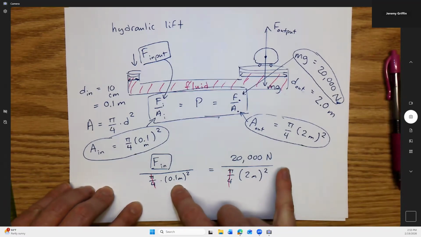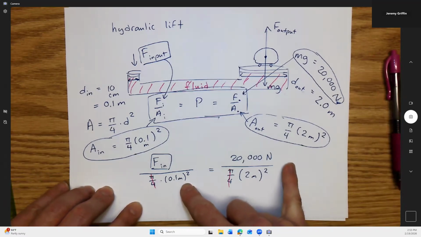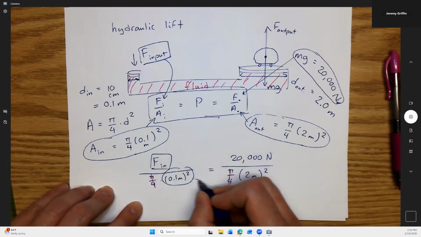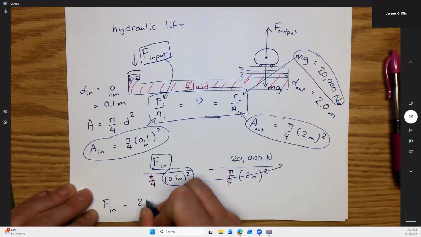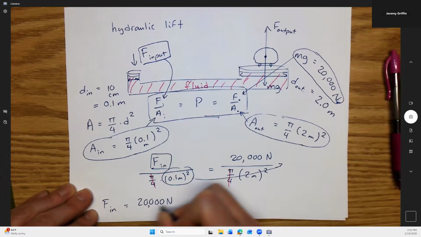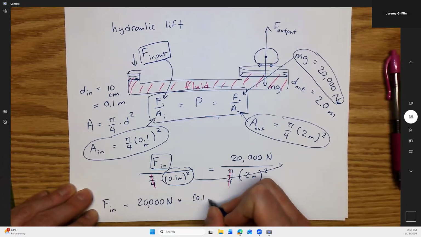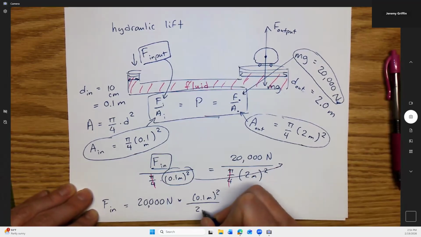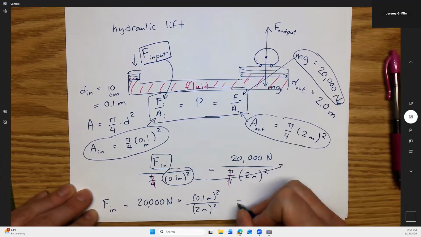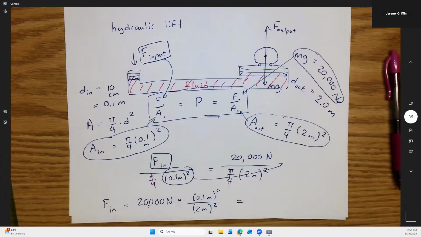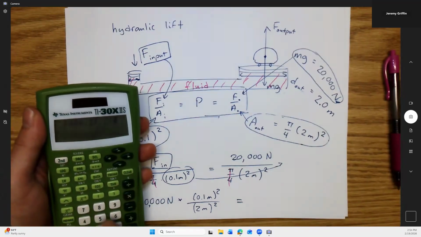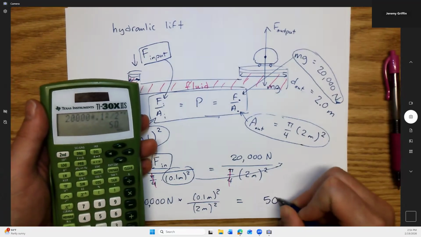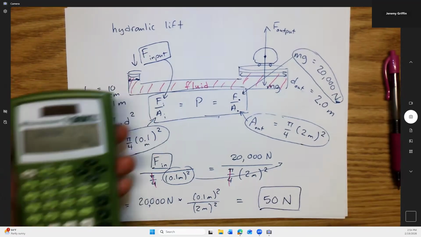So last step, guys, what's the last algebra step? Is to do what? Cross multiply. Take this and cross multiply it. Right up here. So the input force is going to be 20,000 newtons multiplied by 0.1 meters being squared over 2 meters being squared. Okay, let's get a number for that. So 20,000 times 0.1 squared over 2 squared. Are you guys getting 50 newtons? Yeah. Okay.